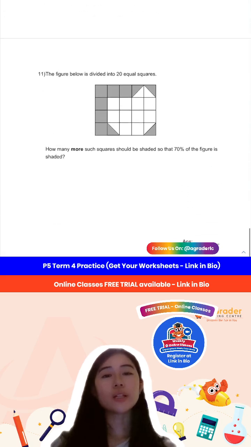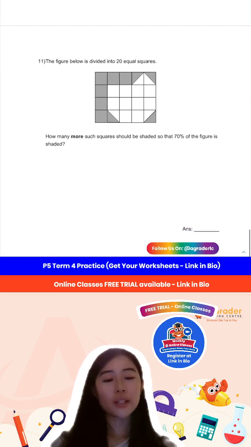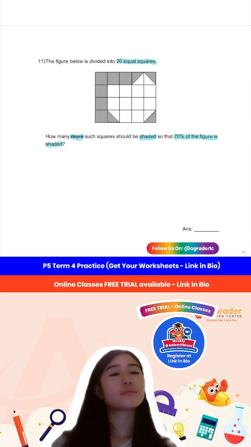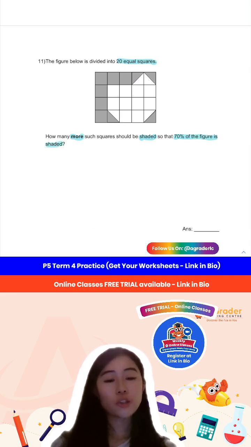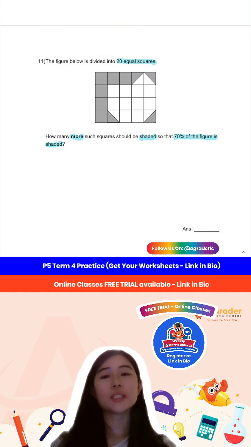Okay, so you have another diagram over here. The figure below is divided into 20 equal squares. How many more such squares should be shaded so that 70% of the figure is shaded? So you can try this and then let me know your answers. You do need to do a bit of calculation for this.